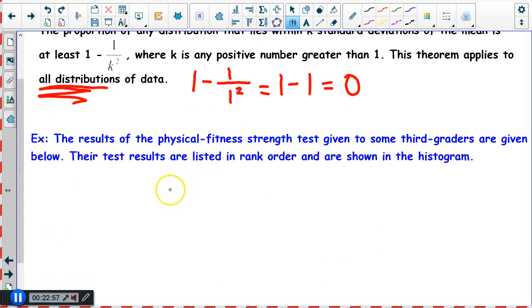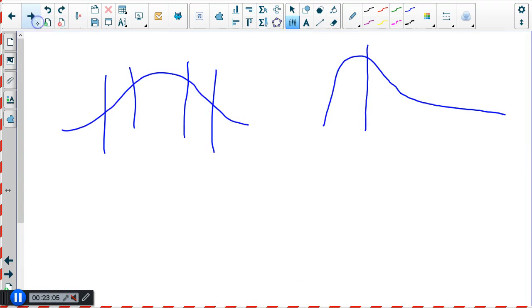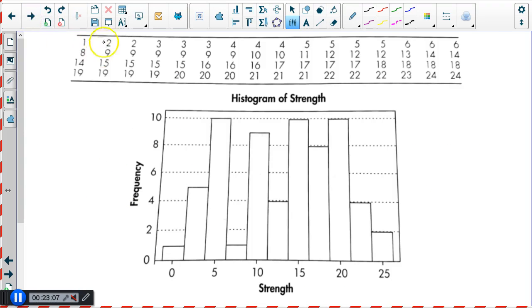So the results of the physical fitness strength test given to some 3rd graders are given below. Their test results are listed in rank order and are shown in the histogram. So here's the rank order, put them in order for you. And here's the histogram of strength.